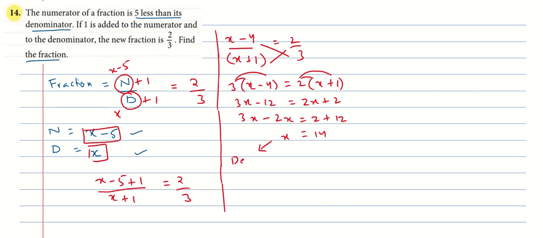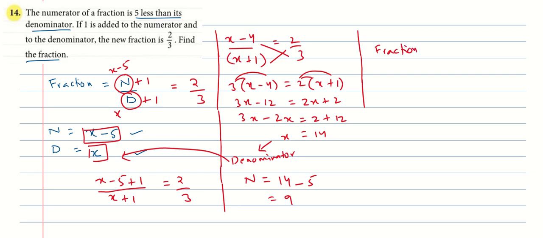This x is representing the denominator, right? This x is the denominator. You can see here, this x is the denominator. What is the requirement? We have to find out the fraction. So if the denominator is 14, the numerator is 5 less than 14. So 14 minus 5 is 9. So now we know that for the fraction, the numerator is 9 and the denominator is 14. So the new fraction is 9 upon 14.